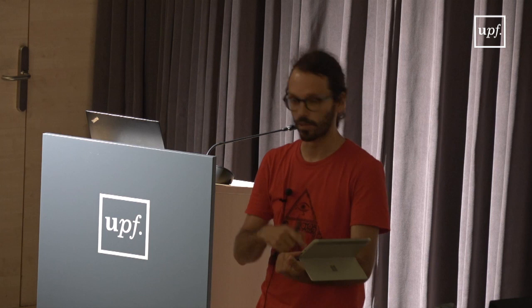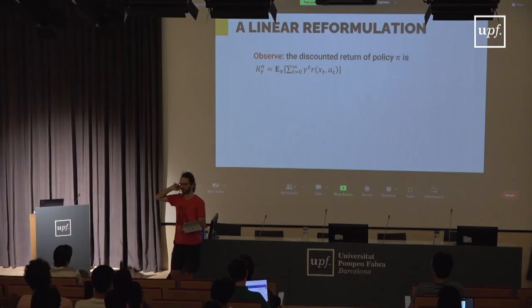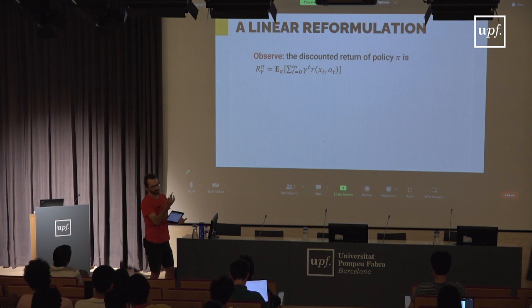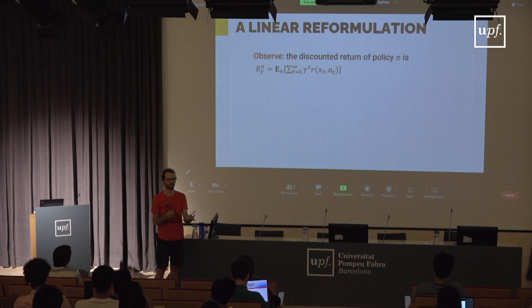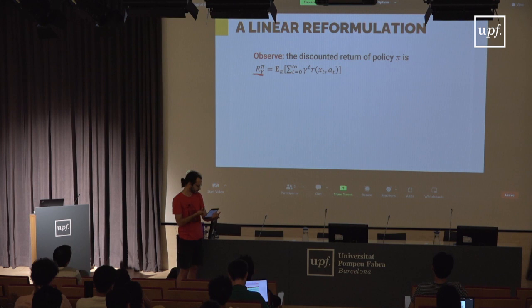All right, so this is the framework of linear programming for Markov decision processes. And it is based on the following little observation. The objective that we want to optimize in reinforcement learning or in optimal control in MDPs is the following. This is just a discounted sum of rewards for policy pi. We have agreed that it's enough to consider stationary policies. So we are looking for a policy pi that is going to maximize this quantity right here, defined as such.